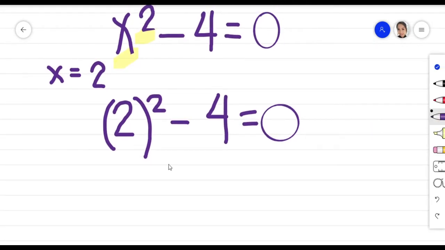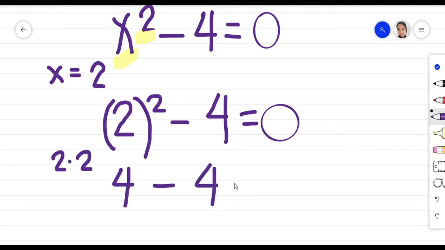Simplifying 2 squared, we know that 2 squared is 2 times 2, and that is equivalent to 4. It means you have to write two bases of 2 and multiply them, so that is 4, and then we copy minus 4 equals 0. Now 4 minus 4 is equal to 0, so 0 is equal to 0, which is true.